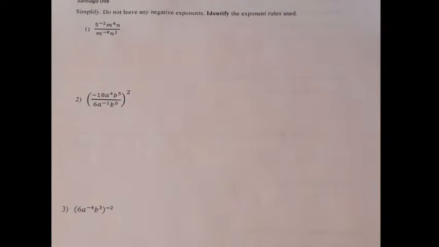Your turn. What we're going to do for number 1 is we are going to simplify. We're not going to leave any negative exponents. But we're also going to identify the exponent rules used. So for each of these problems, 1, 2, and 3, I want you to say, okay, I use this rule, this rule, this rule, and then here's the answer, right? I want you to go baby steps. What's the first thing I should use? What's the second thing? Then what's the third? And actually, just to make sure we're all on the same page, I'm going to do 1 with you, and then I want you to do 2 and 3 on your own. Let's take a look.